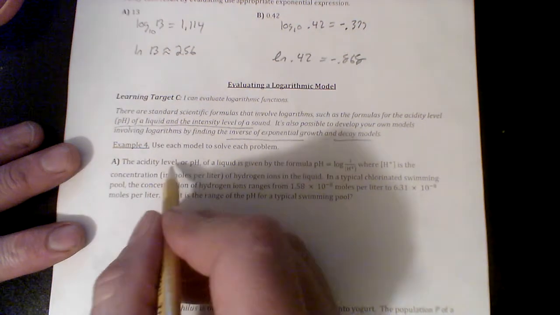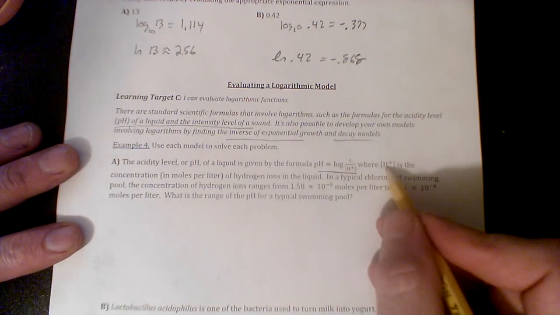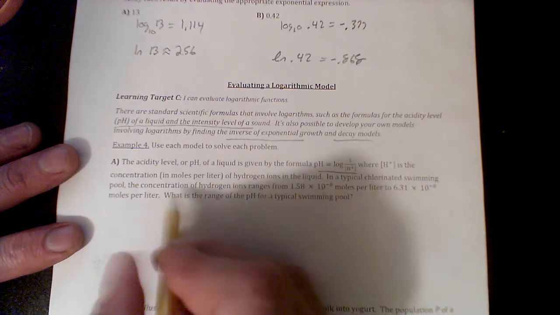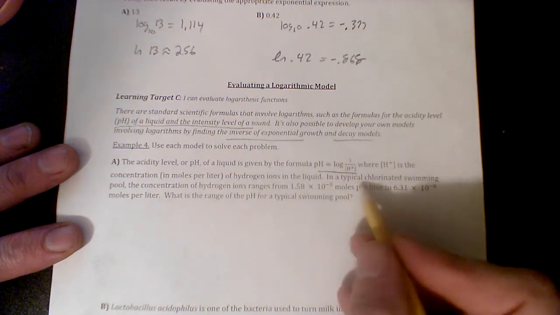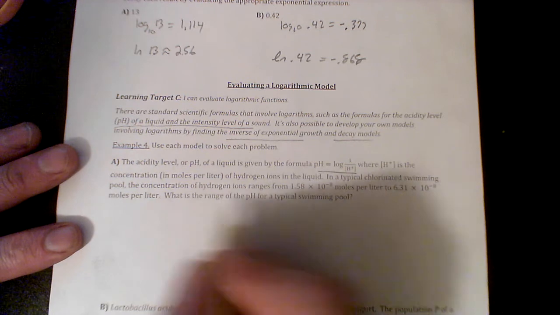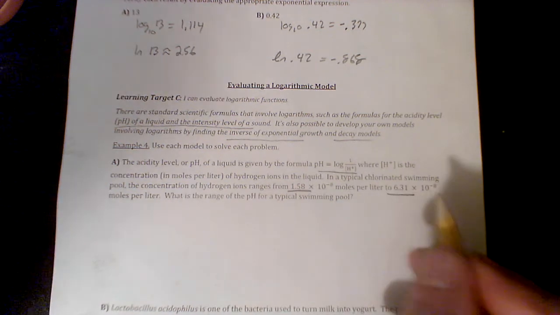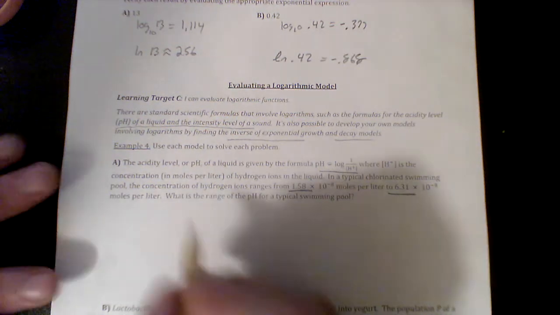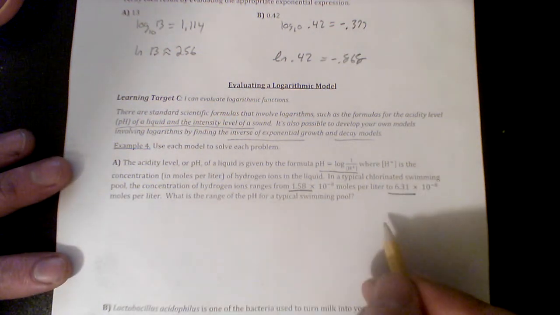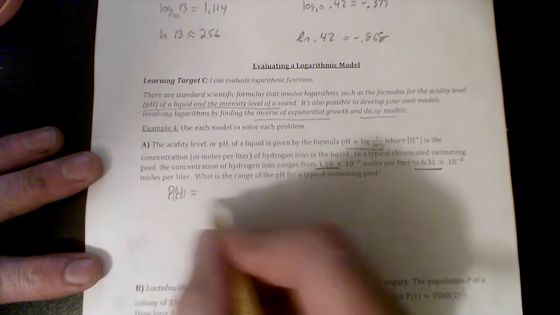The acidity level of pH is given by this formula, where H positive is the concentration of moles per liter of hydrogen ions in liquid. In a typical chlorinated swimming pool, the concentration of hydrogen ions ranges between these two values. So I think it just wants us to find the range of the pH for the typical swimming pool. So it just wants us to plug these in, right? So the pH value ranges between two things.